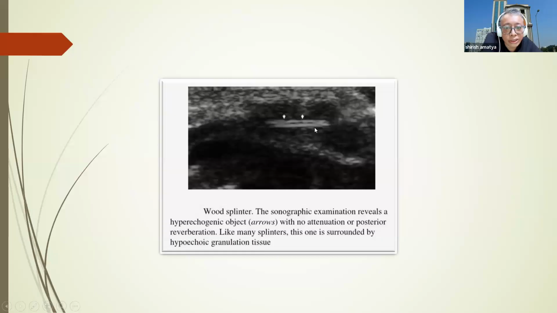This is an example of a wooden foreign body. Here you can see there is no posterior acoustic enhancement or posterior acoustic reverberation. So this is the classical picture of a foreign body, mainly wood or any thorn or any plant-based particulate substance. This is the classical ultrasound picture if there is wood as a foreign body. You can also see the granuloma surrounding the foreign body as a hypoechoic structure around it.